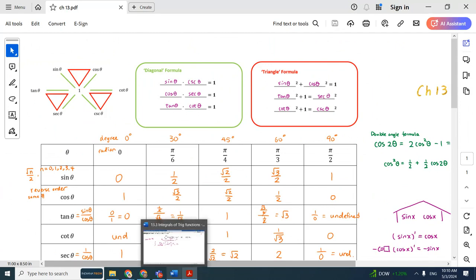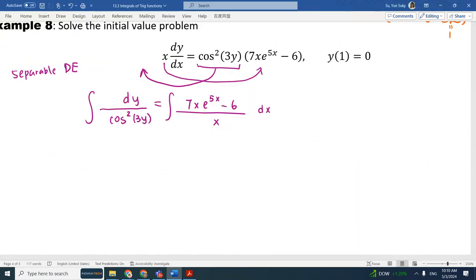Okay, so let's see here. 1 over cosine is secant. Therefore, this is secant squared 3y dy. Yes, everybody? And then the right-hand side. We have a quotient. But do we have a quotient rule? No, right? No quotient rule. So if you see a quotient, you need to split. It's the first term over x, and then minus the second term over x. So simplify.